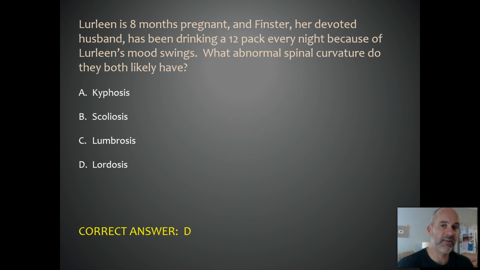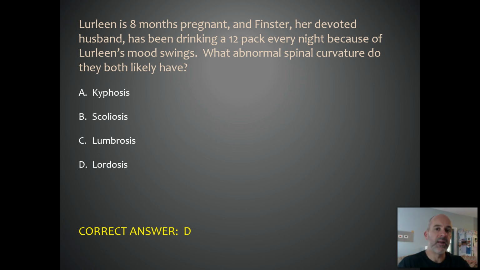Kyphosis, do you remember what that one is? That's the exaggerated curvature up here at the top of the spinal column, like the hunchback type curvature. That's kyphosis. And you see that a lot in females with osteoporosis as they get older and the bone matrix in the vertebrae is degrading due to the osteoporosis. The spinal column cannot support as much weight, so they tend to get that kyphosis, that hunchback.